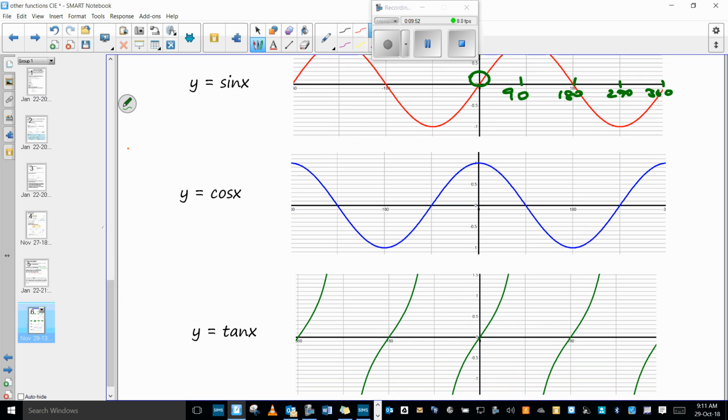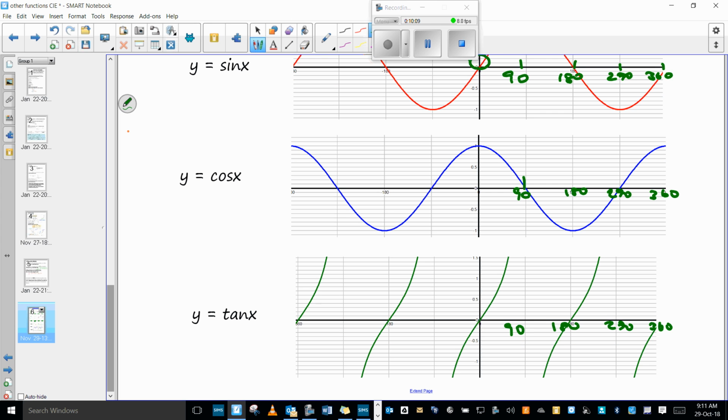So again, this one will be 90, 180, 270, 360. It's a bit tiny on there. 90, 180, 270, 360. Remember the tan function is a bit fancy pants because at 90 there is an asymptote, and then every 180 degrees there is another asymptote.